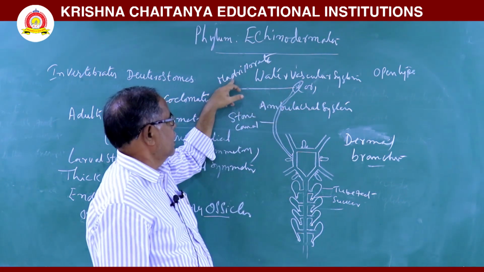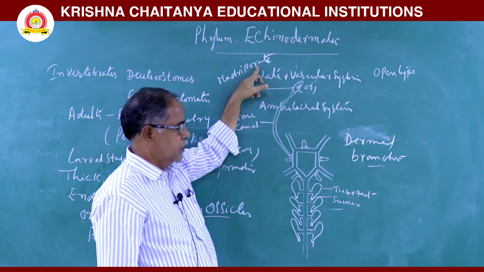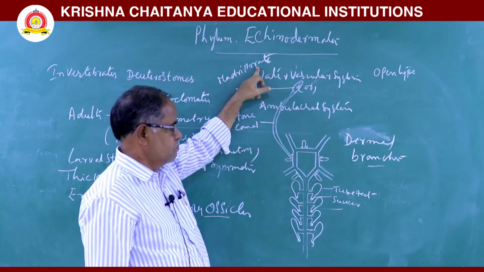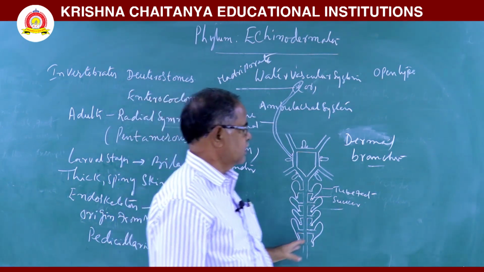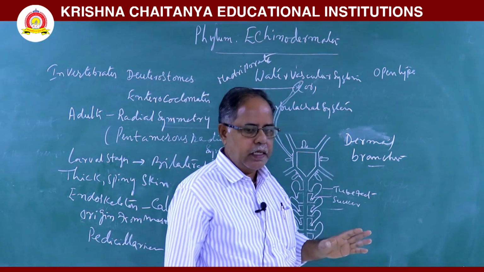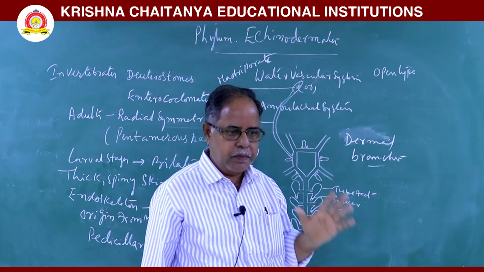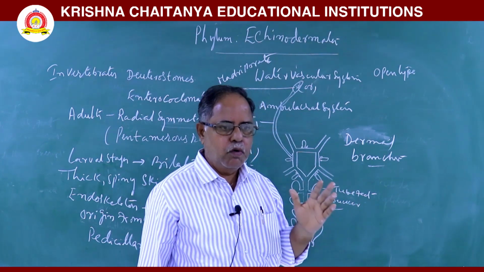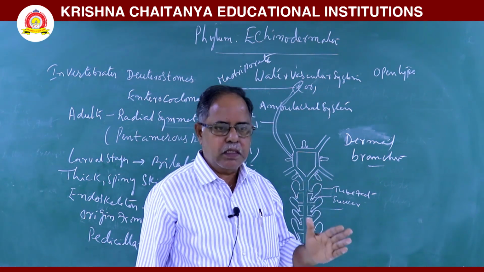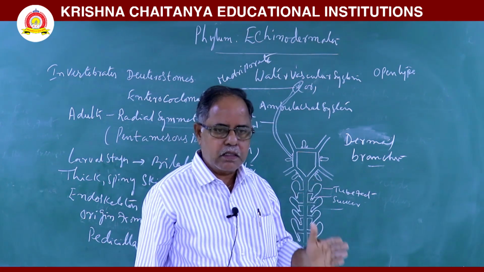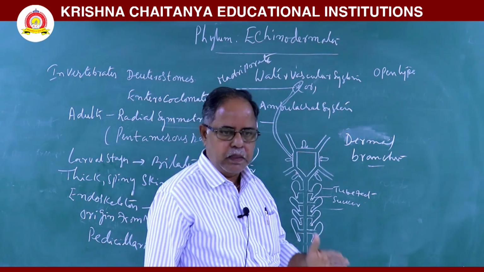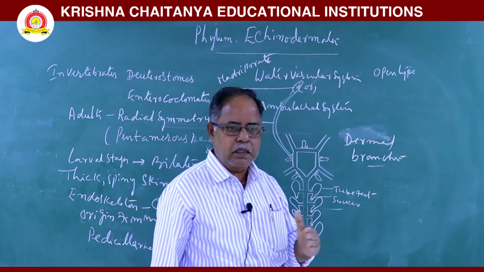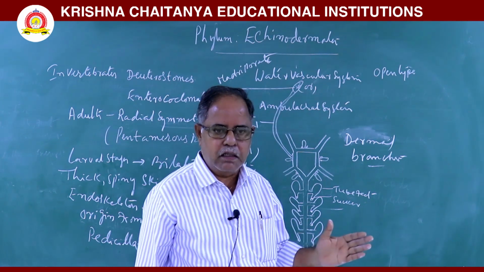That pore is called the madreporite. In these animals, respiration is done by dermal papillae or dermal branchiae. In this animal, an open type of vascular system is there. Next, the heart is absent. Blood vessels are absent. There are no specialized excretory organs.